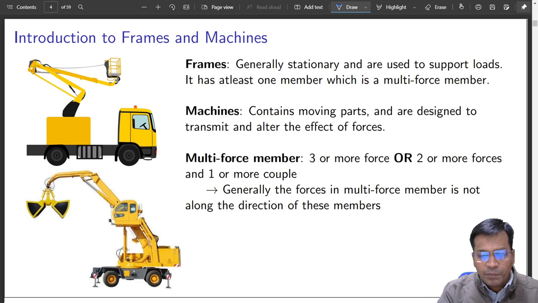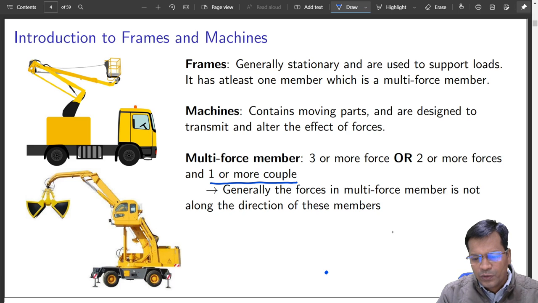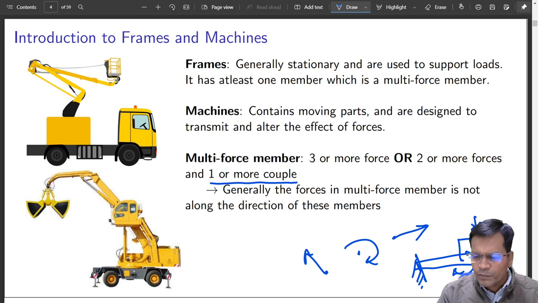Okay then. So next, multi-force member, as I have just now drawn, it can have three or more forces, or two or more forces with one or more couples. It can even have more than two forces, and one couple can be there in between. So you may have a link which is supported somewhere over here, and it can have a load which is something like this. So you will have a moment here, and you can have support at this end. So it can have a moment, it has a reaction force here, it has a reaction force here. So this can be defined as a multi-force member. So this is how it is defined.